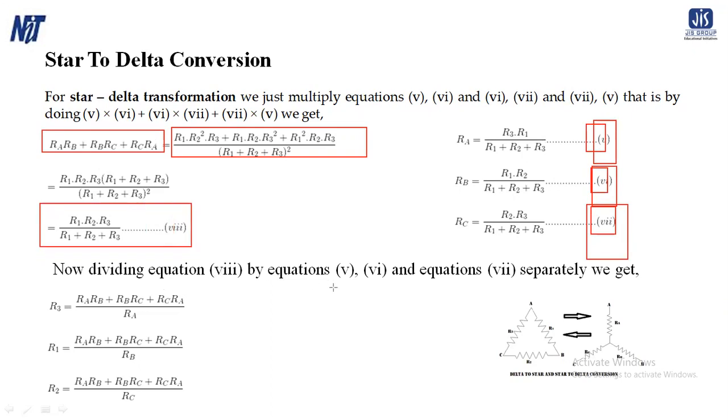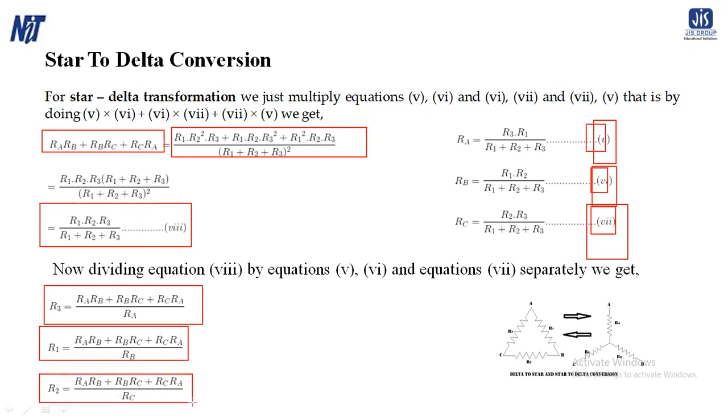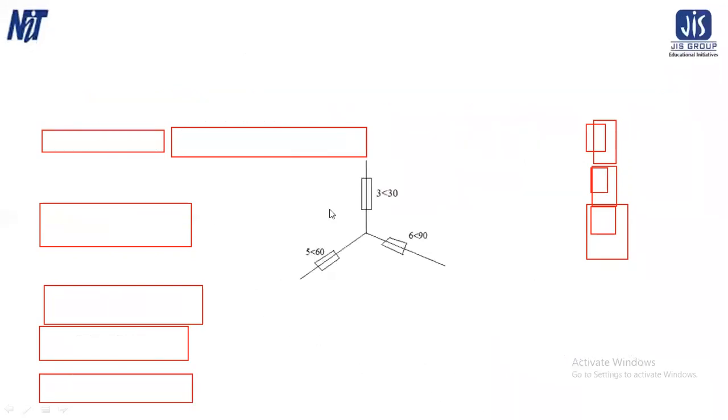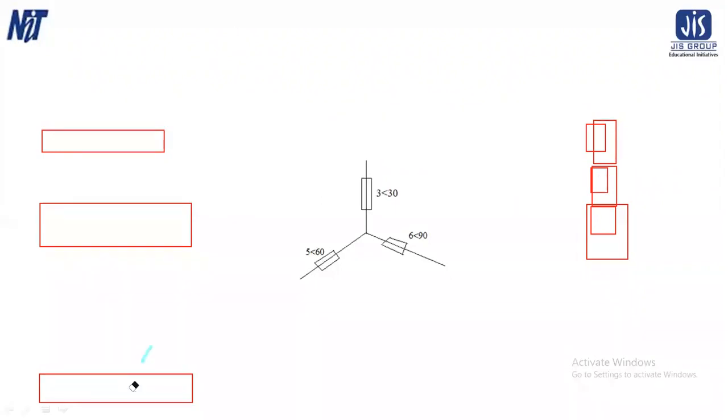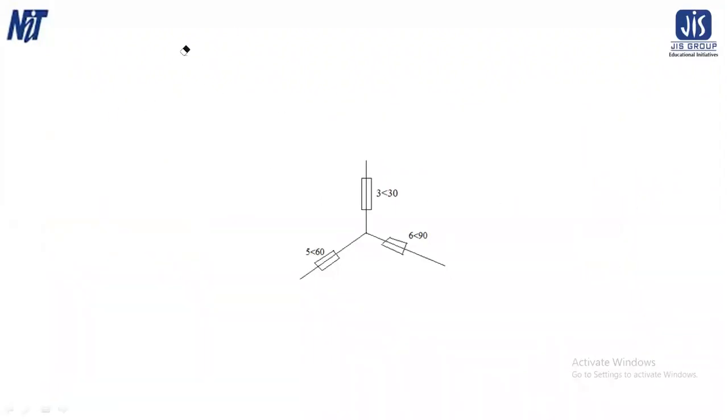Now dividing equation 8 by equation 5, again we have to divide the equation with equations 5, 6 and 7 separately. We get R3 equals RA RB plus RB RC plus RC RA divided by RA. R1 equals RA RB plus RB RC plus RC RA divided by RB, and R2 equals RA RB plus RB RC plus RC RA divided by RC. So it's a very simple and easy process. Very easily you can calculate the value.